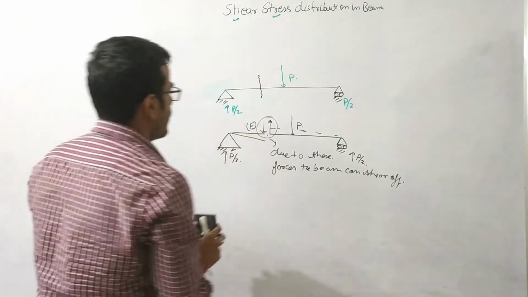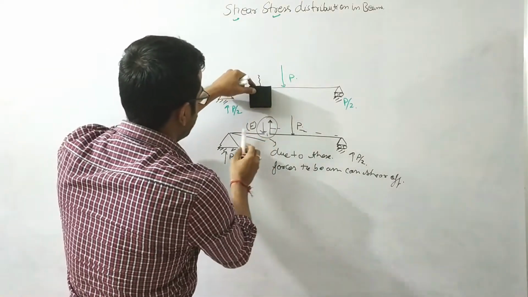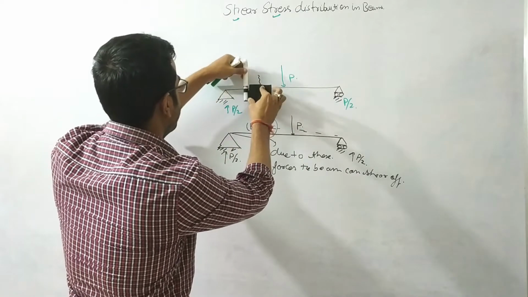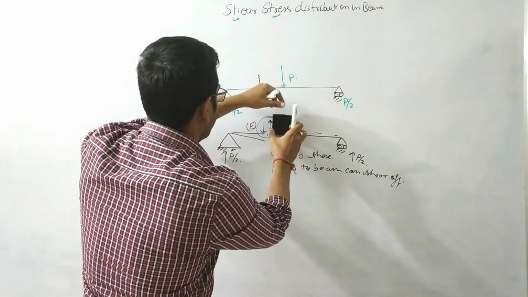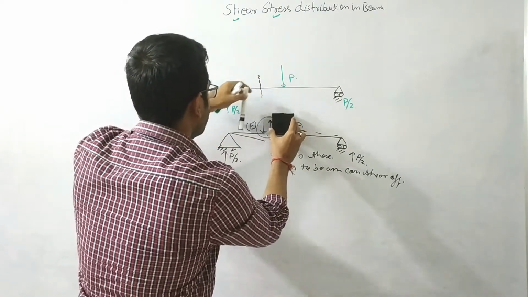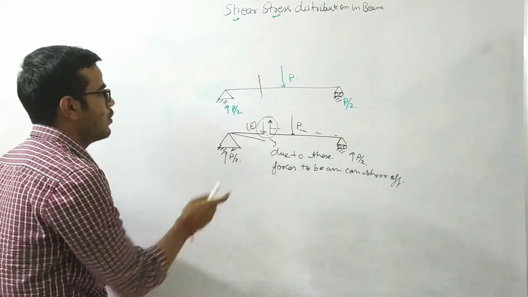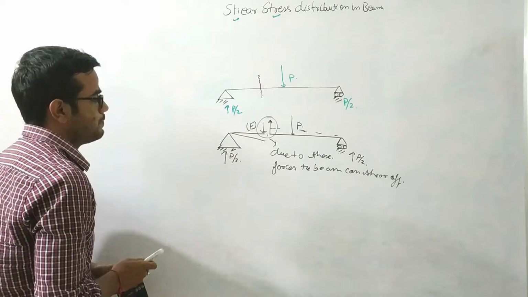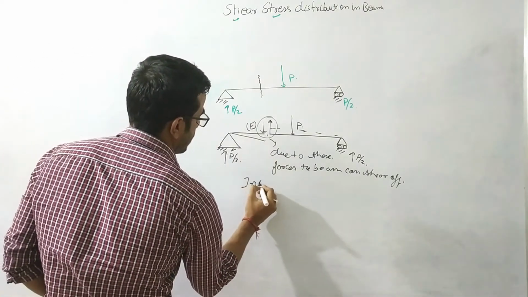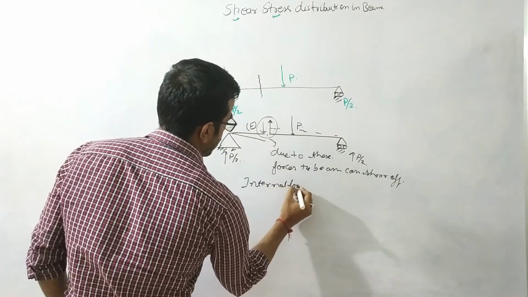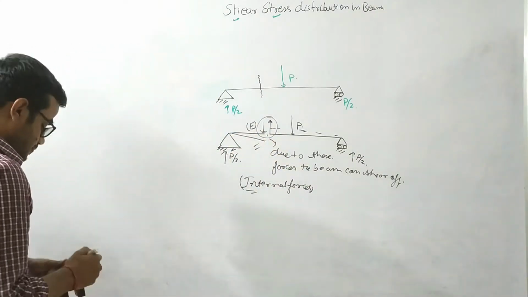Suppose this is where I have made a cut. To balance this, the force is applied in this direction, and for the opposite portion, this force is applied in the opposite direction. So these forces will try to shear off this beam in opposite directions. That's why we call it a shear force. So these are basically internal forces in the case of beams.